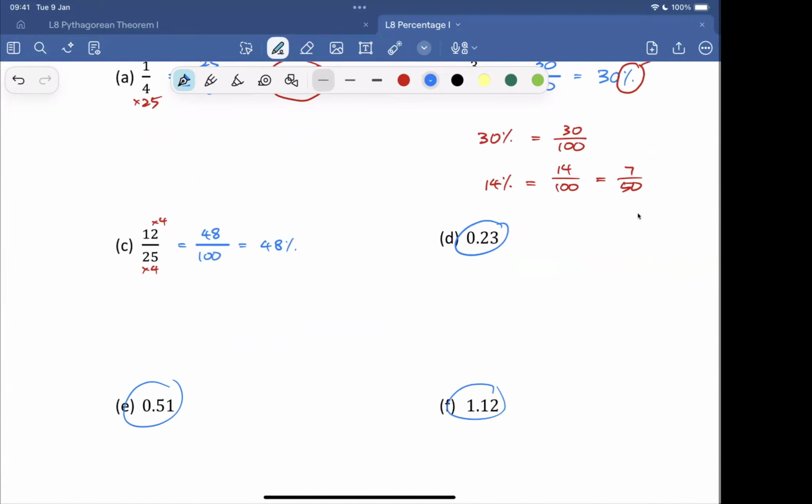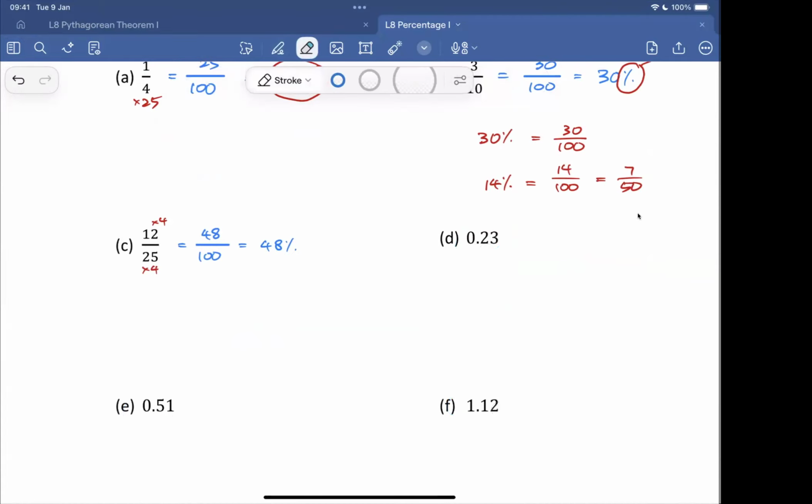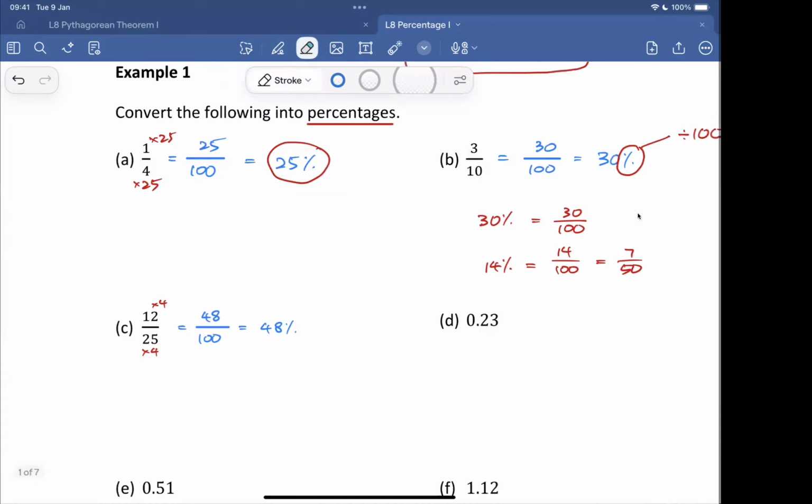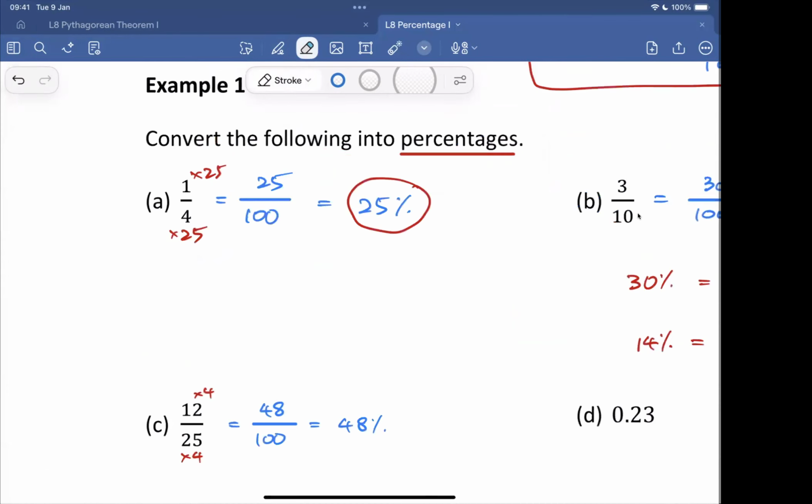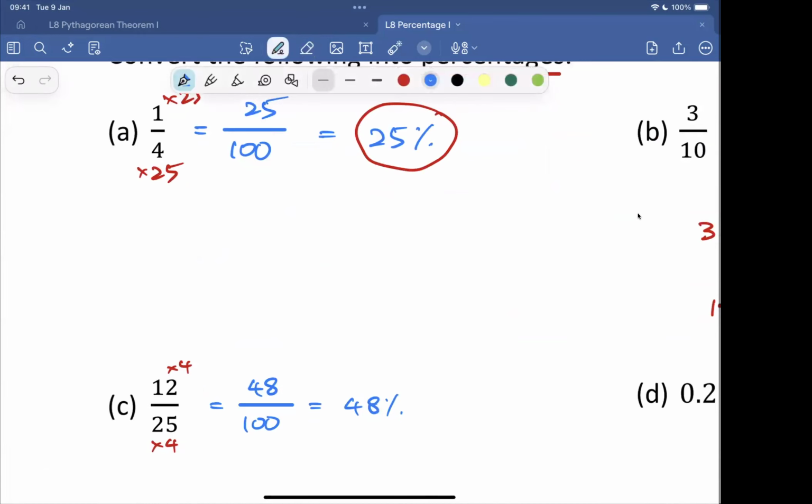Now, before I move on to the decimals, these are all decimals, by the way. Before I move on to the decimals, I want to show you something else. There's another way to convert a fraction into a percentage. Let me show you. Let's start with 1/4. Convert it into a percentage.